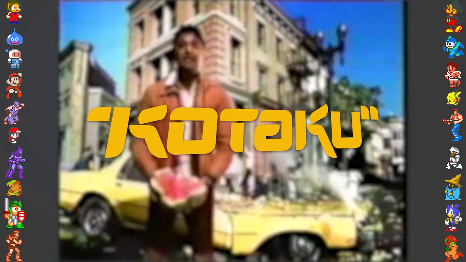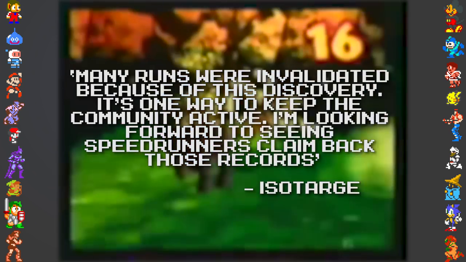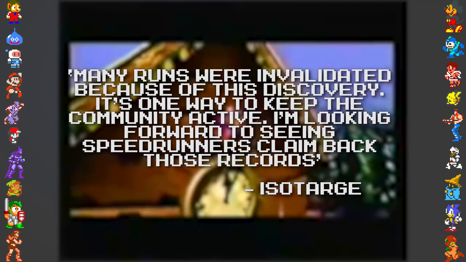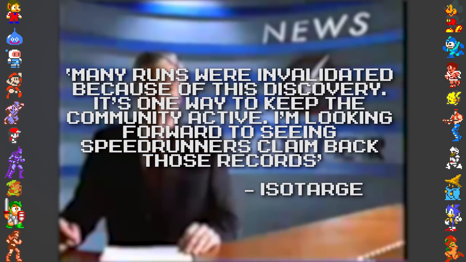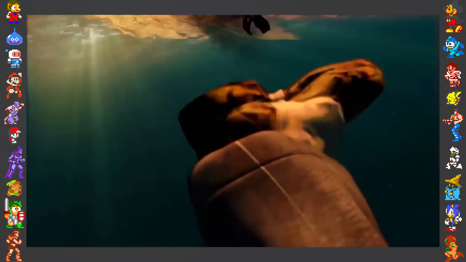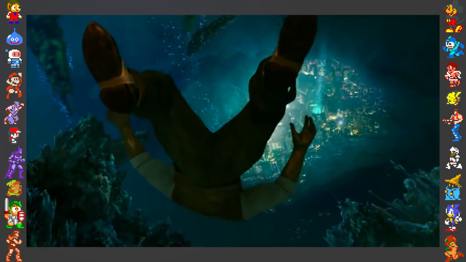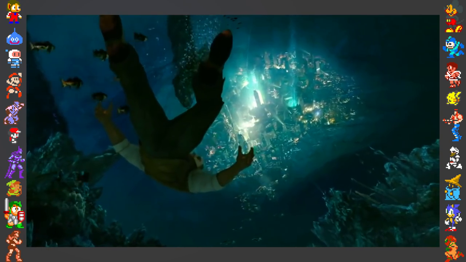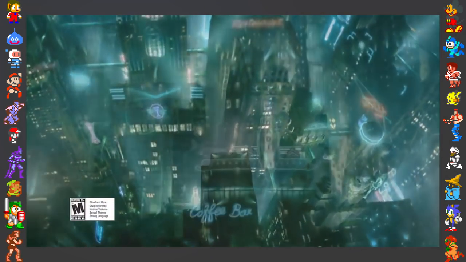Isotage said to Kotaku, "Many runs were invalidated because of this discovery. It's one way to keep the community active. I'm looking forward to seeing speedrunners claim back those records." These little inclusions to a title might not be discovered for a long time, and some even stay in re-releases and remastered versions of a game.